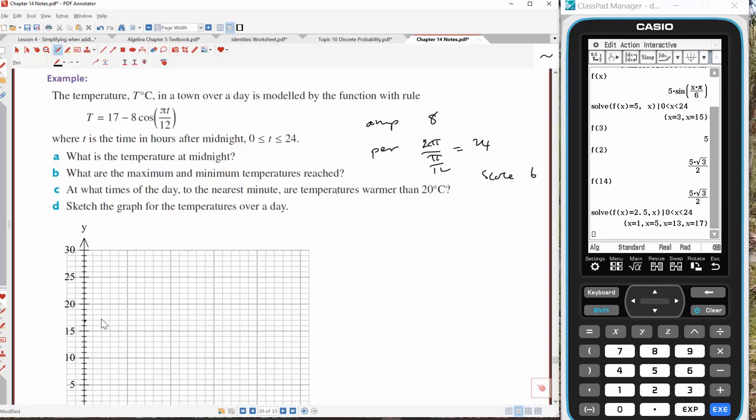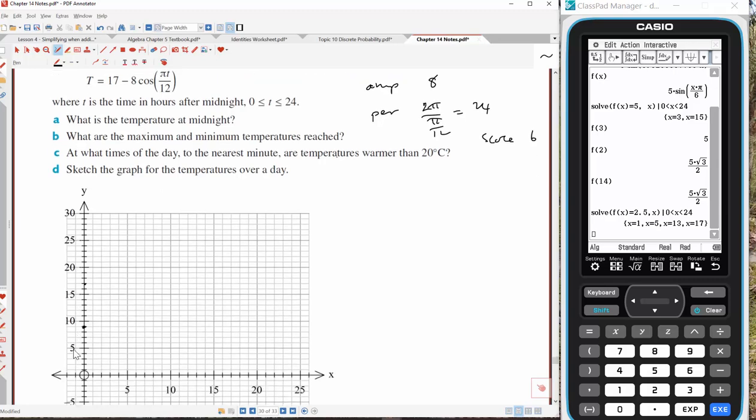So there's going to be a line going across here at 17, which is the average value of the function. Now, it is cosine. Cosine starts up typically, but because it's negative, it's going to start down. So we're going to go to 17 take away 8 is 9. So we're starting at 9. The next key feature is at 6. Cosine is going to go up to the mean line.